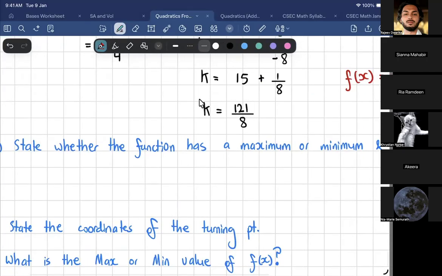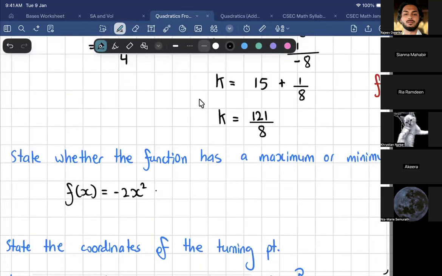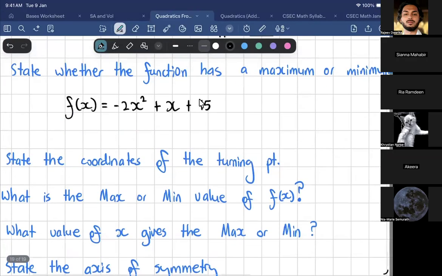So let me explain this quickly. Again, guys, my function was equal to negative 2x squared plus x plus 15. Could somebody just quickly remind me what a was equal to? Negative 2, sir. Negative 2.